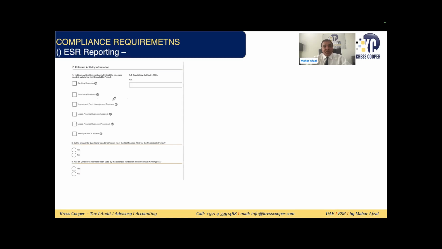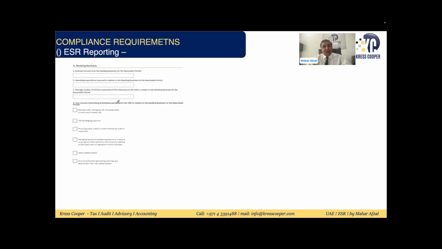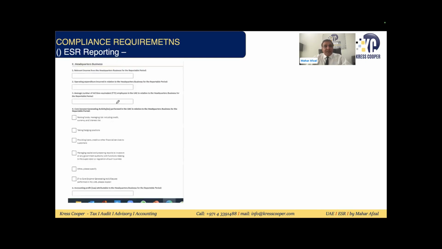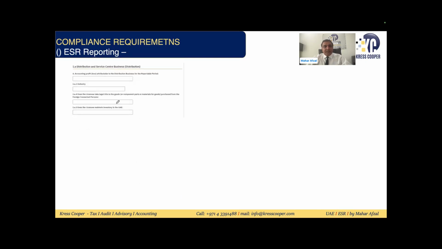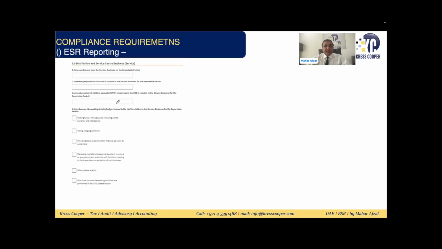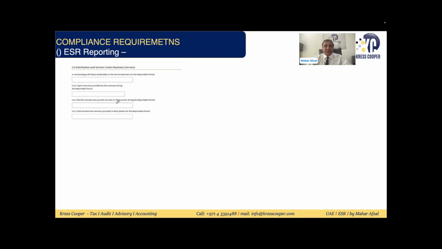Which business? Banking, insurance, intellectual property, fund management, lease finance business. Lease finance business, leasing or financing, they have separate categorized headquarter business. Then we need to provide all this relevant information along with the income. After providing this information, now they are asking for further information.